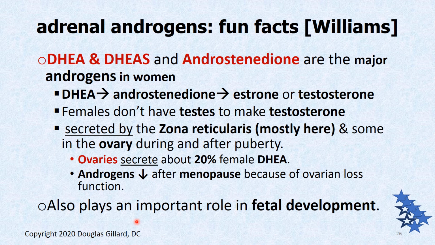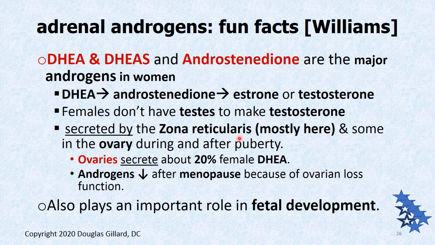So what does that do? Let's start with some fun facts. The adrenal androgens are the major androgens in women. They don't have testicles, so they can't make testosterone. But androstenedione can be converted into estrone, which can be converted right into testosterone. About 50% of their testosterone comes from this pathway.